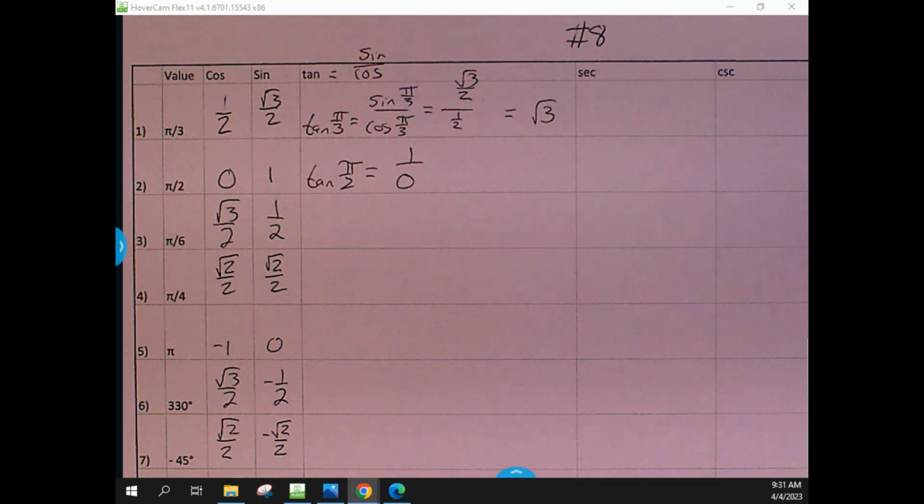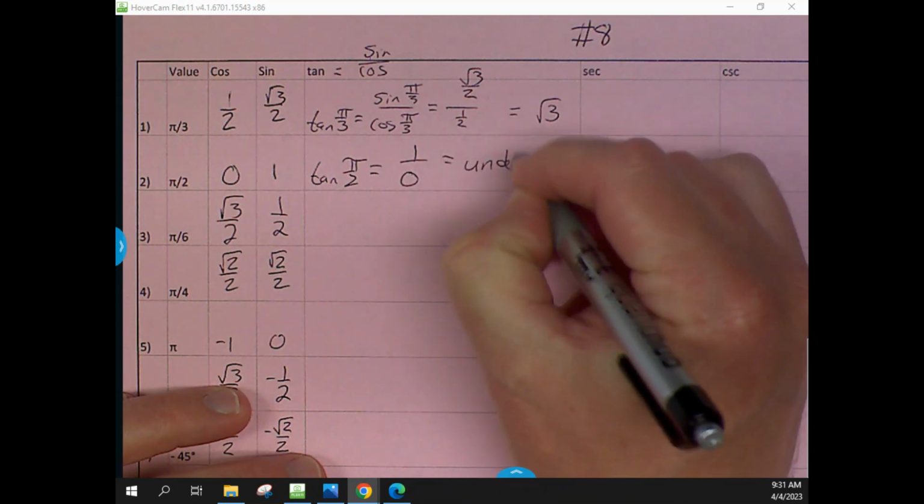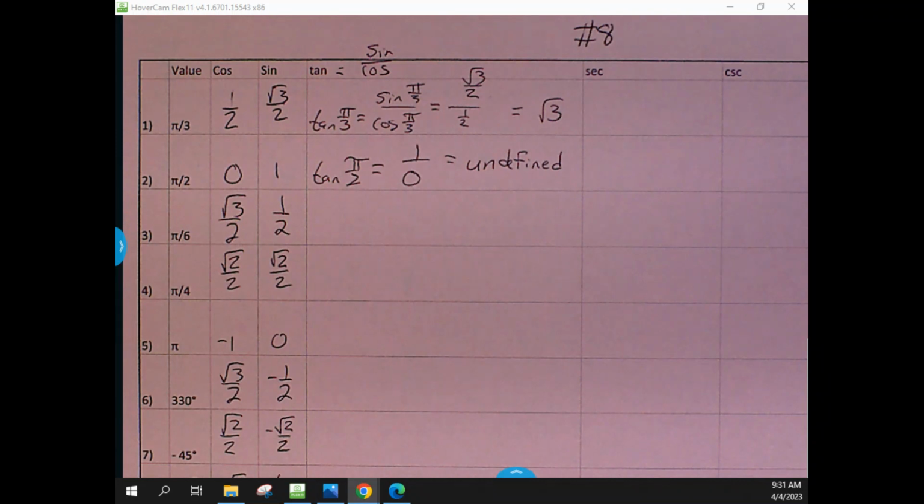All right. Does anybody know what the answer to 1 over 0 is? Ah, yes. There we go. It is undefined. 0 on the bottom makes it undefined. 0 on the top, the answer would be 0. But in this case, it's undefined.